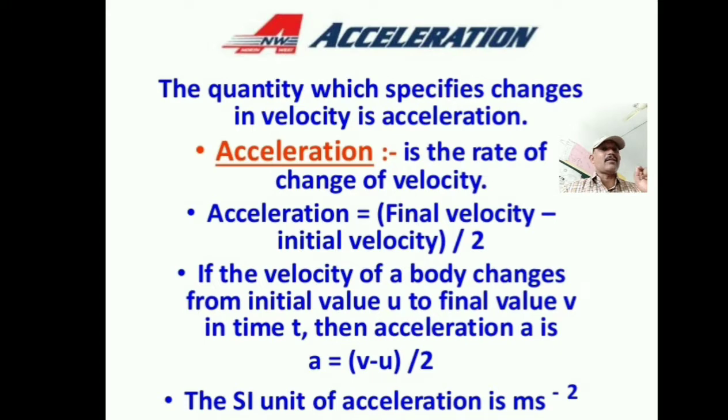So, initial velocity we indicate by small u and final velocity by small v, divided by time t. Acceleration is indicated by a. So, what is the formula of acceleration here? a is equal to v minus u divided by t. So, I think you understood this aspect, that is acceleration.